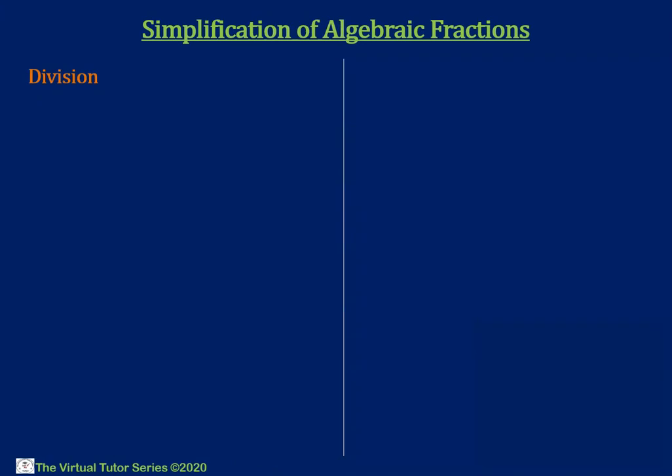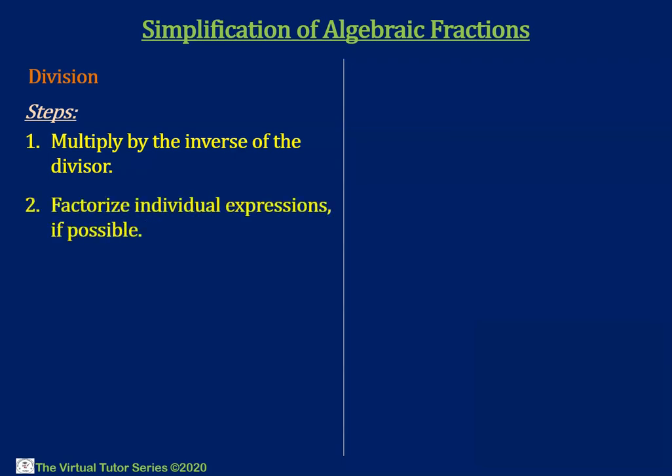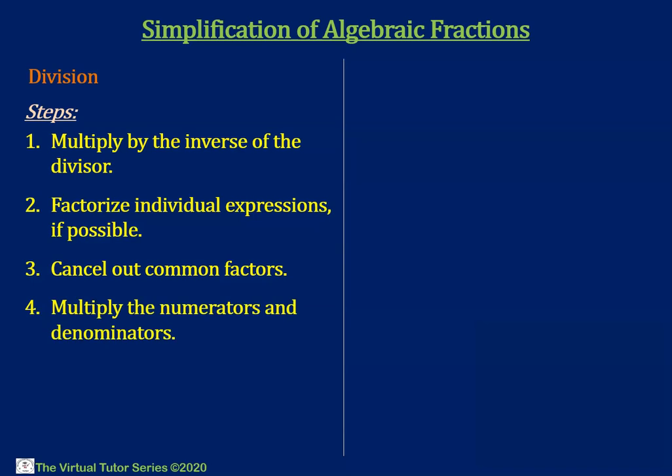Let's move on to division of algebraic fractions. The procedure is similar to multiplication of algebraic fractions, except the introduction of an additional step. So, the first step is to multiply by the inverse of the divisor. The second step is to factorize individual expressions, if possible. The third step is to cancel out common factors. And the fourth step is to multiply the numerators and denominators.